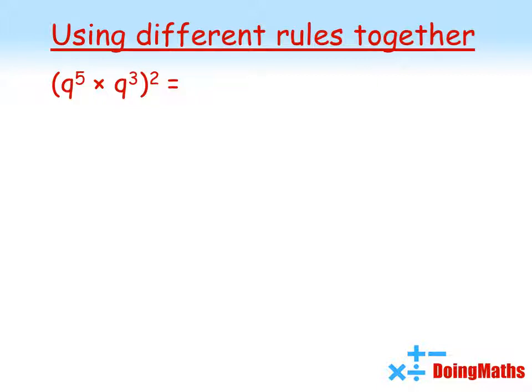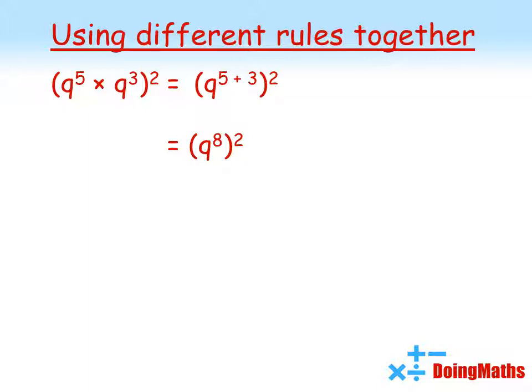Sometimes you might be faced with a problem that brings together more than one rule. So in this example, we've got q to the power of 5 times q cubed all squared. So let's start in the brackets. If we're multiplying powers together, we add. So that becomes q to the power of 5 add 3 all squared. Well, that's q to the power of 8.